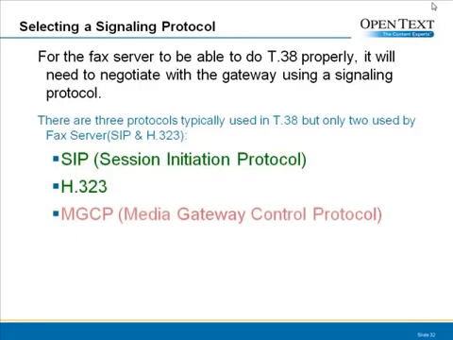MGCP, or Media Gateway Control Protocol, is a third choice that can be used as a signaling protocol, but it's not directly supported by fax server. That said, MGCP could still be used in a fax over IP installation between the gateways and what are sometimes called gatekeepers or call agents.